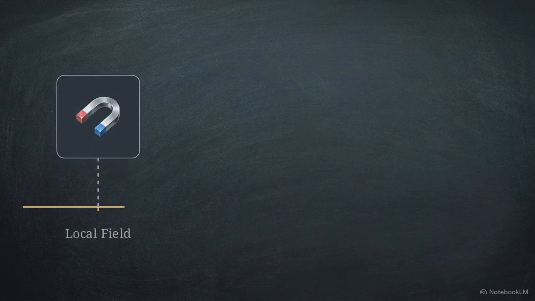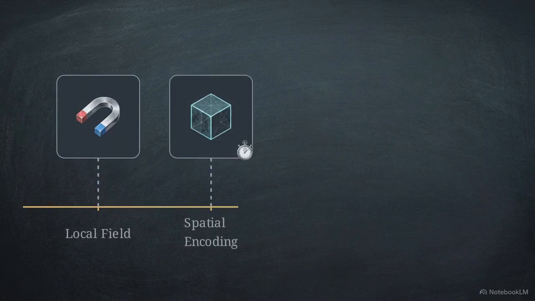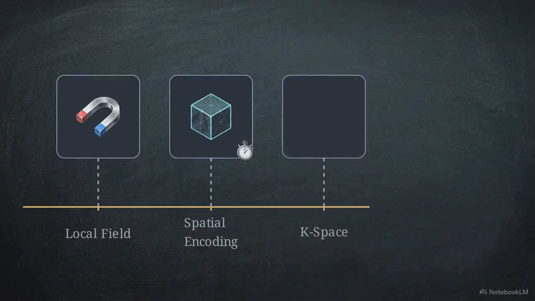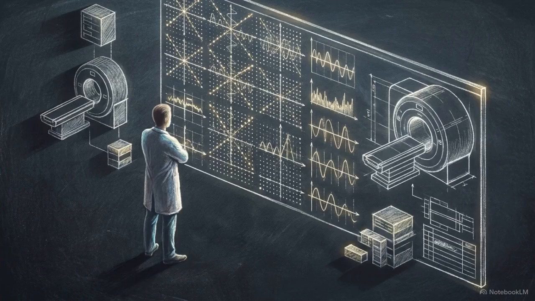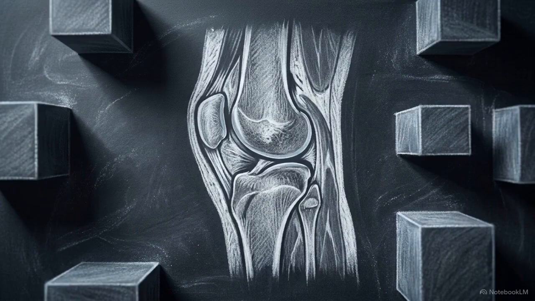By mapping these failures chronologically, starting at the local magnetic field, moving through the spatial encoding gradients, and finally into the digital compilation of K-space, we can see exactly how physics distorts the final data. For the advanced radiologist, assessing the patient requires first diagnosing the mathematical breakdown of the machine itself. Distortion begins with deviations in the local magnetic field.